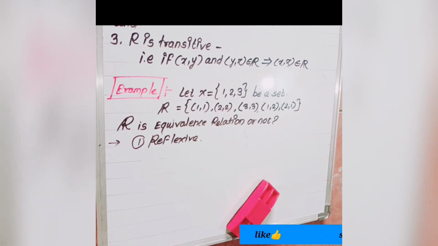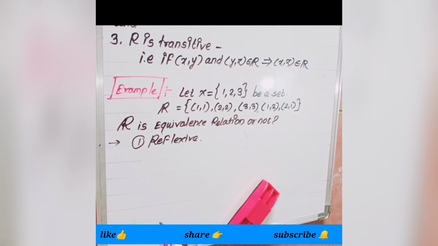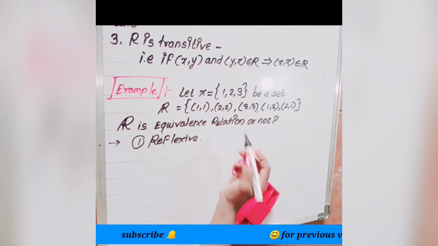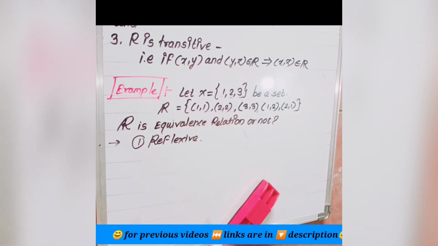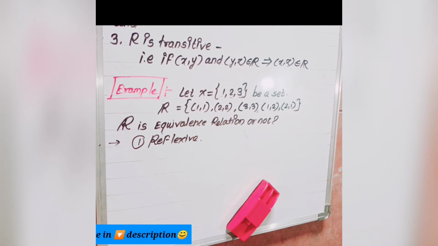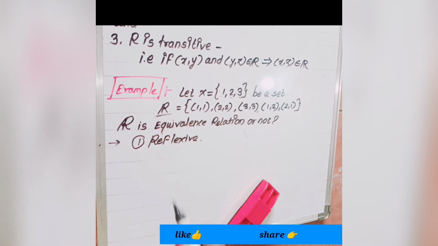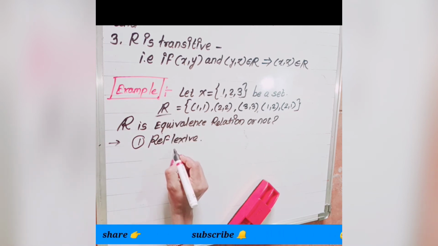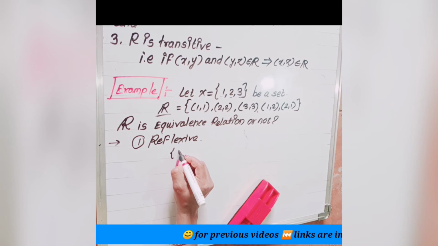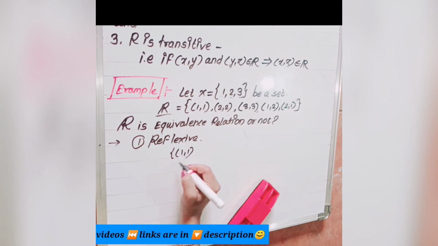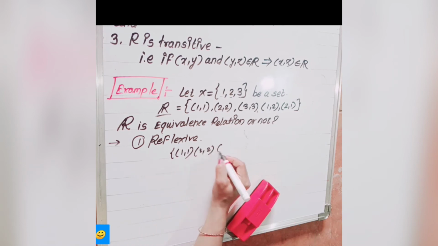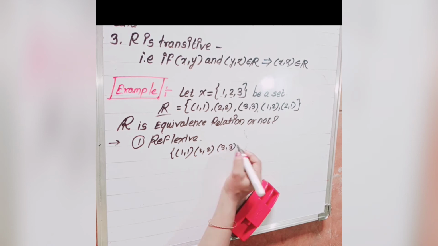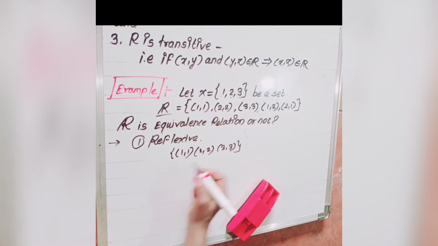So firstly, reflexive. For reflexive, we have to find whether all the elements have an ordered pair with themselves or not. That is, whether the ordered pairs of each element of the set X are present in the set R or not. Here, we know that the ordered pair (1,1) is present, (2,2) is also there, and (3,3) is also there. So it is a reflexive relation.